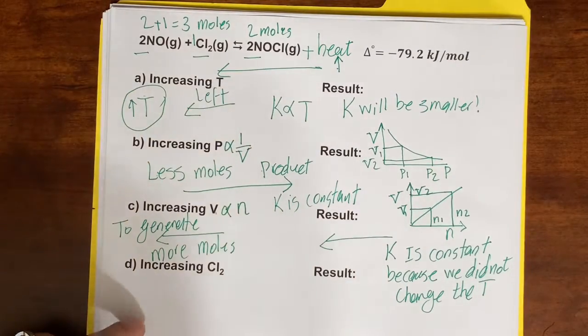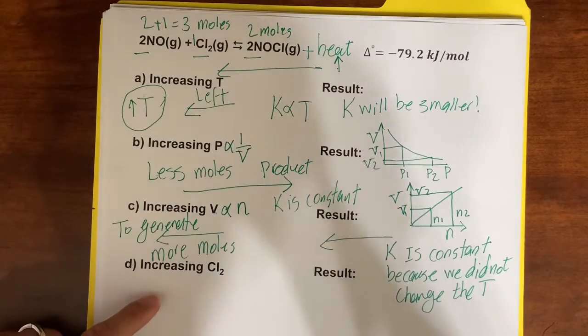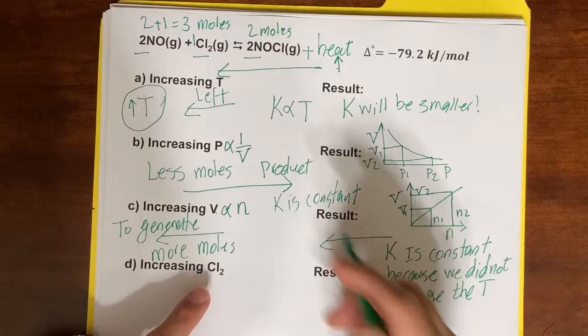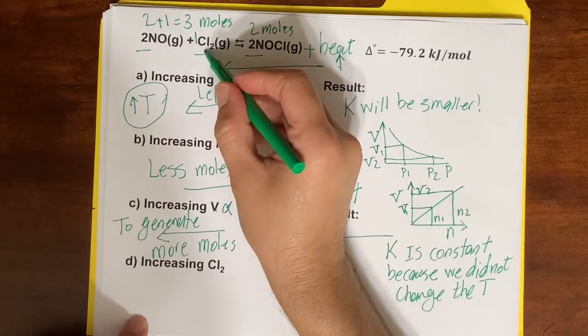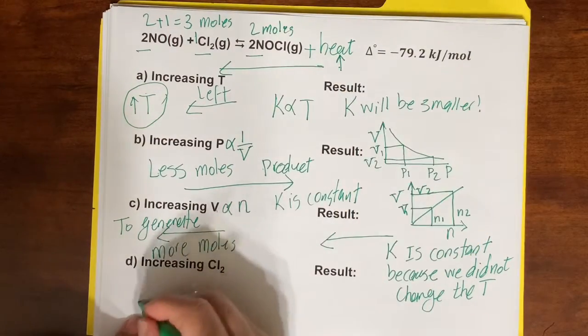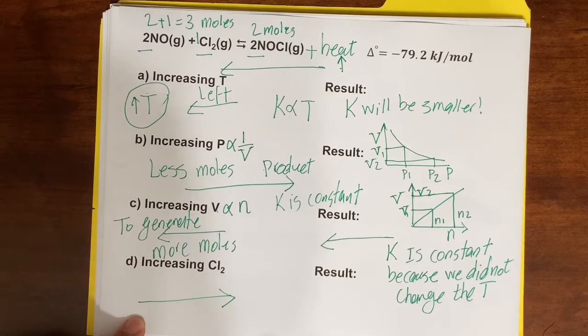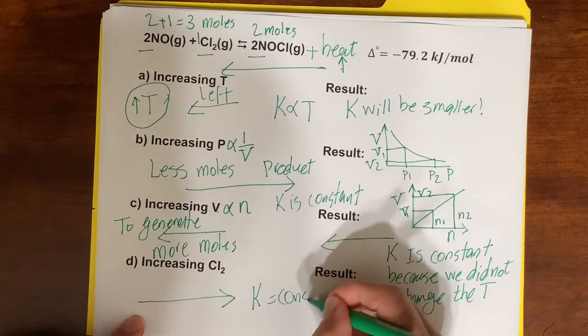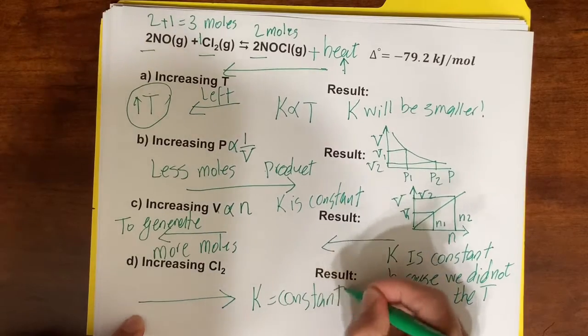Okay. How about adding one reactant or a product? Cl2 is a reactant. If you add a reactant, the reaction will go to the right side. So it goes to the right. How about K? K stays constant, because we did not change the temperature.